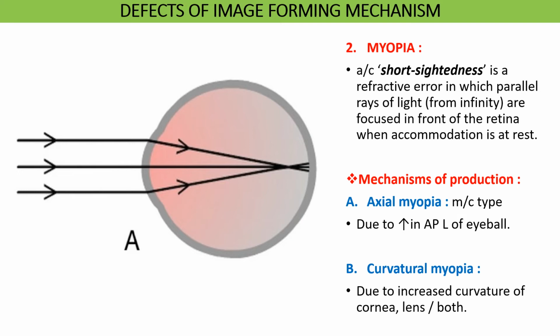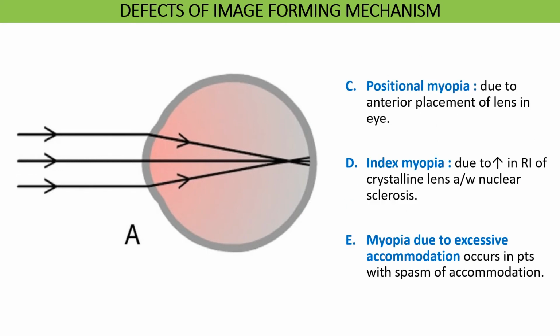Myopia can also be of various types based upon the cause. It can be axial myopia, which is the most common type seen in people. It can be curvatural myopia, it can be positional myopia or index myopia or myopia due to excessive accommodation. A person suffering from myopia will have the following signs and symptoms.